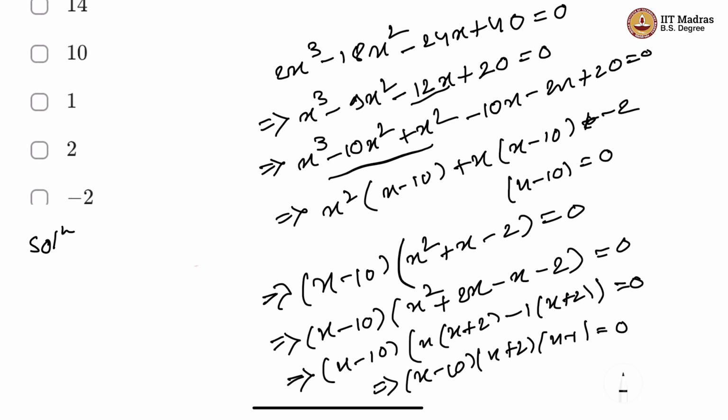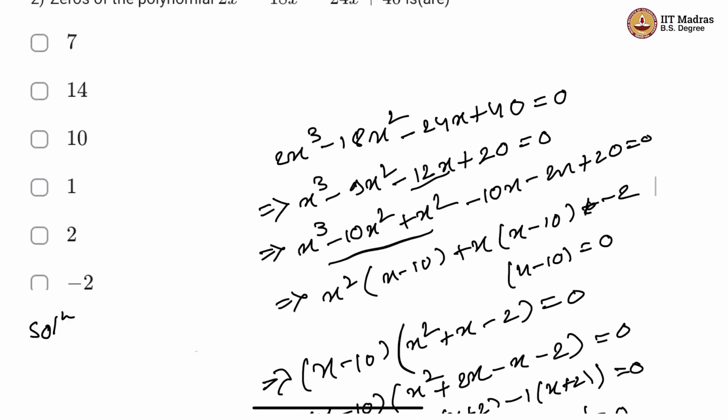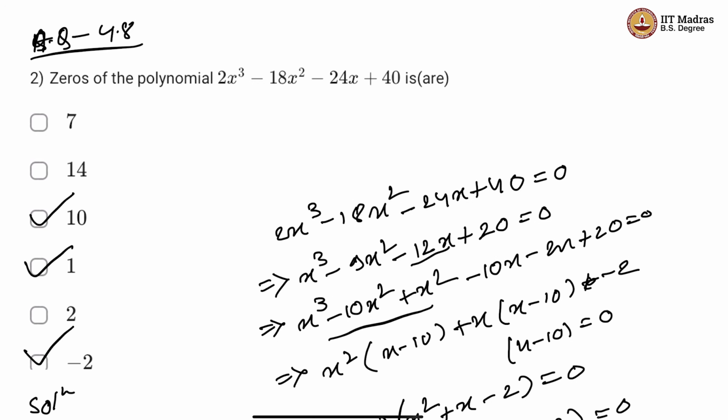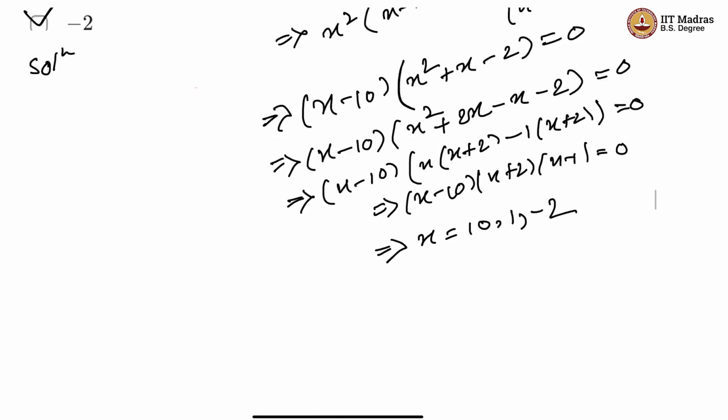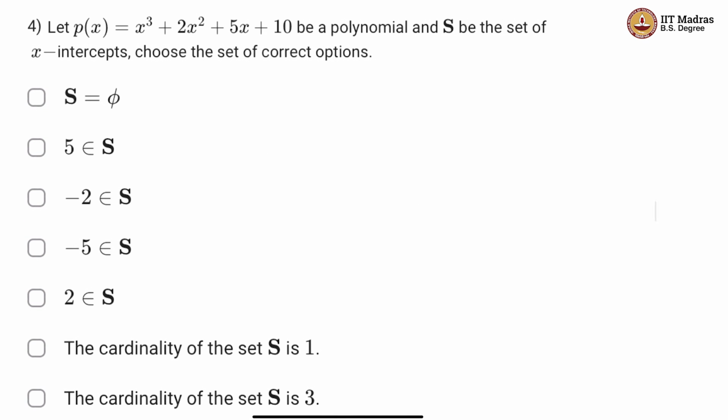Okay. So the zeros or the roots of the polynomial will be nothing but x = 10, 1 and -2. Okay, so these three are basically roots of the polynomial. That means this option and this option. So basically these three options are the only correct options. Okay, so this is our next question.